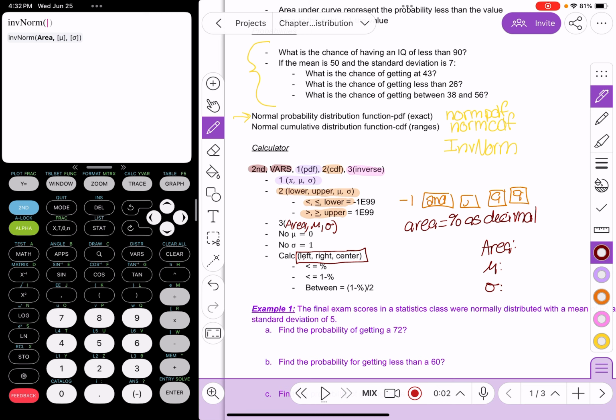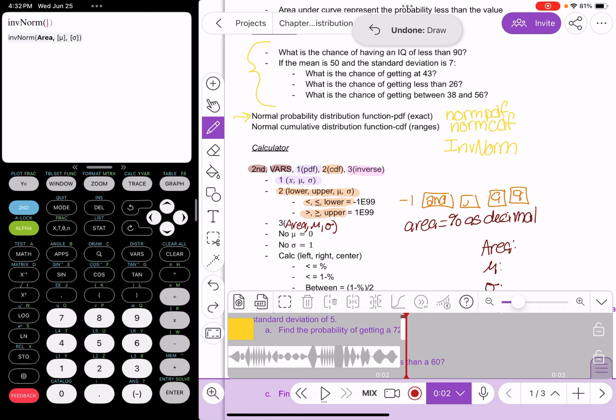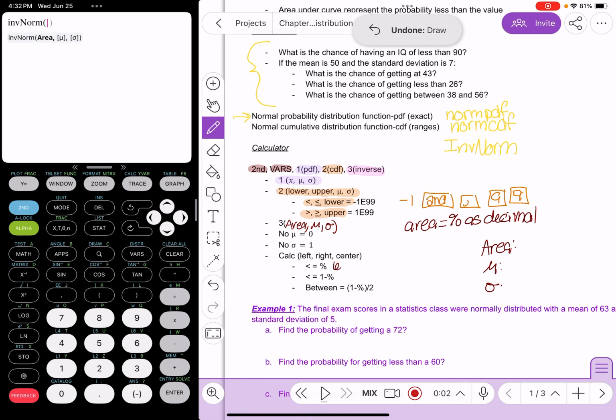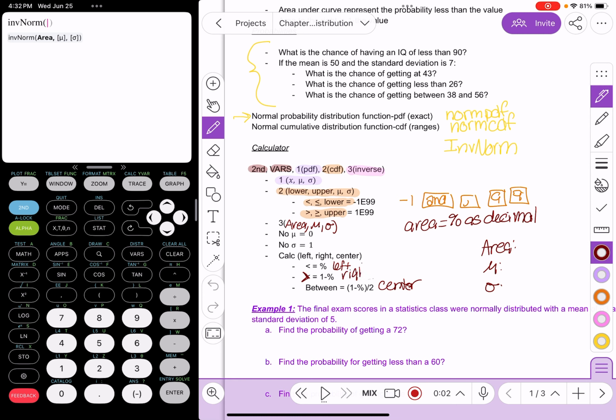Left is less than. Right is greater than, and then center is between. That's on the calculator or the app.